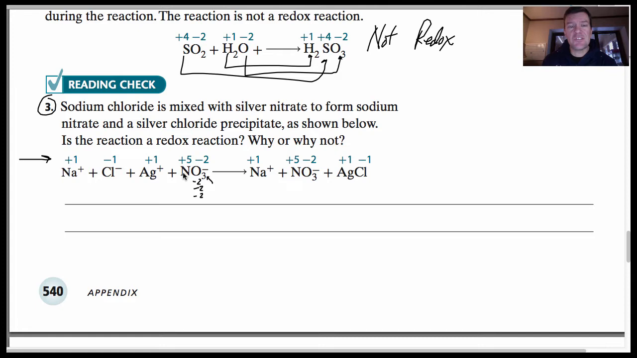Nitrogen, I'm not sure, but I do know that all these oxidation numbers in this polyatomic ion have to add up to the charge right there of -1. So nitrogen plus the 3 oxygens, each -2, have to add up to -1, and that gives me my oxidation number for nitrogen of +5. Okay?